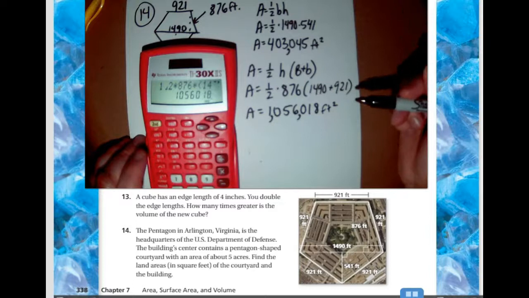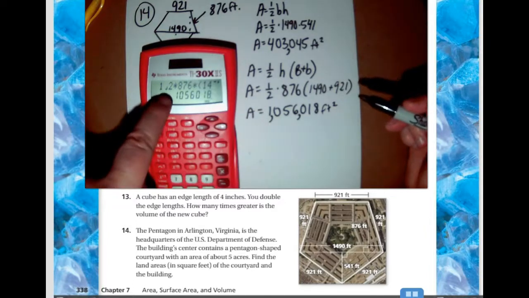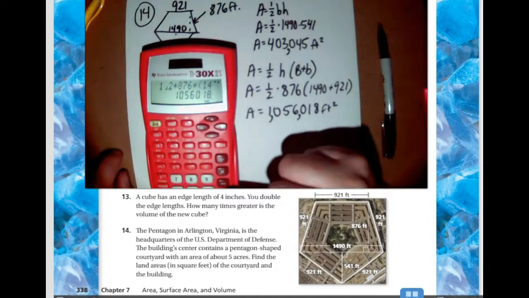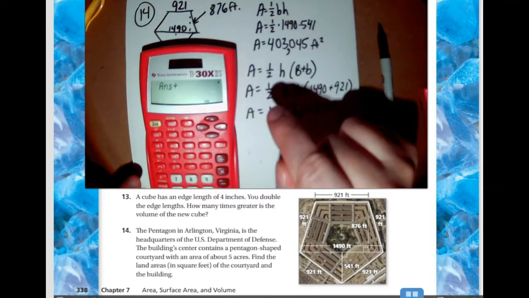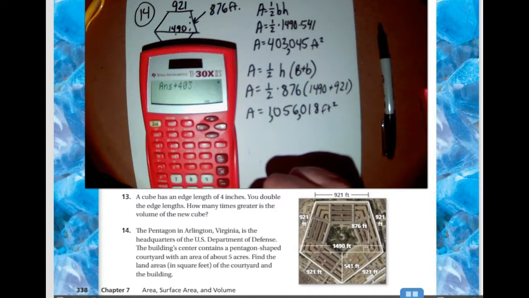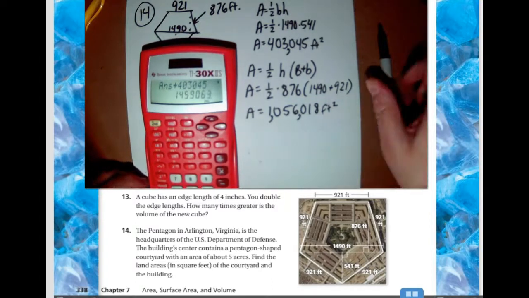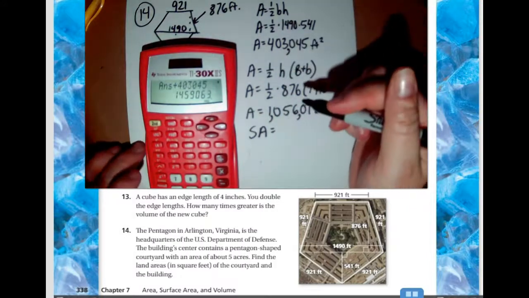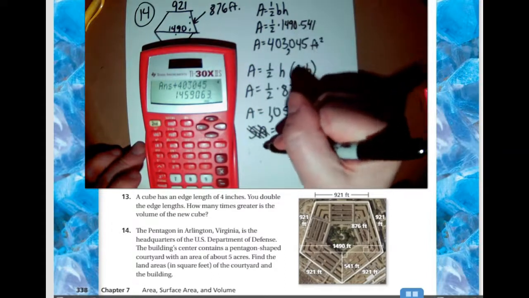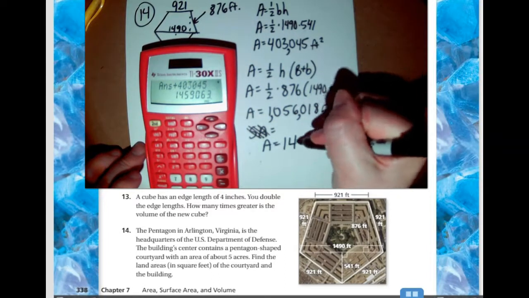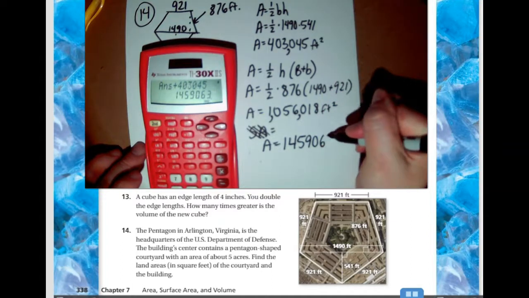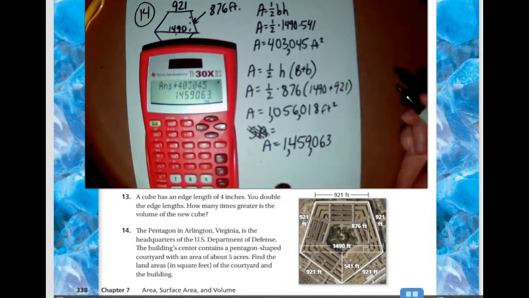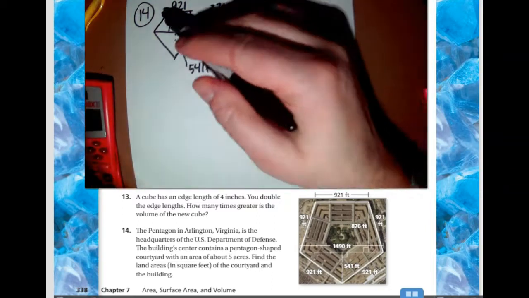Composite shapes, add them together. I'm going to take this amount, which I already have in my calculator, and add on this amount. So I'm just going to put plus 403,045. That's probably the Pentagon calling me right now on my phone to let me know. So the area, all of that together is 1,459,063 square feet of the outside building.